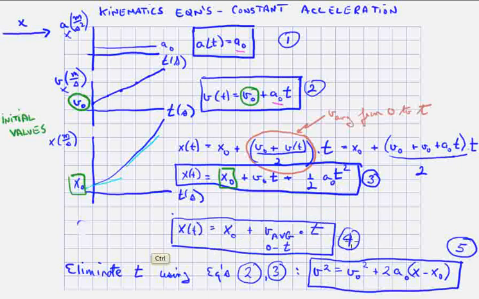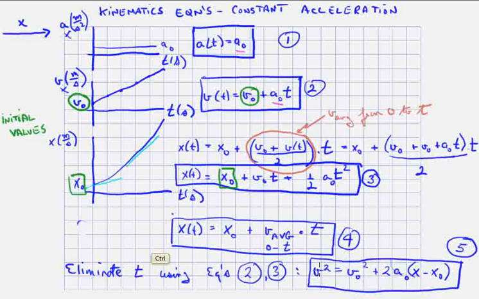That's equation number 4. Okay, the last thing you can do here is eliminate time between equations 2 and 3. There's some algebra involved there. Essentially what one does is one solves this equation for t and then plugs that into this equation. So you eliminate t, and then what you end up with is this equation 5 down here.